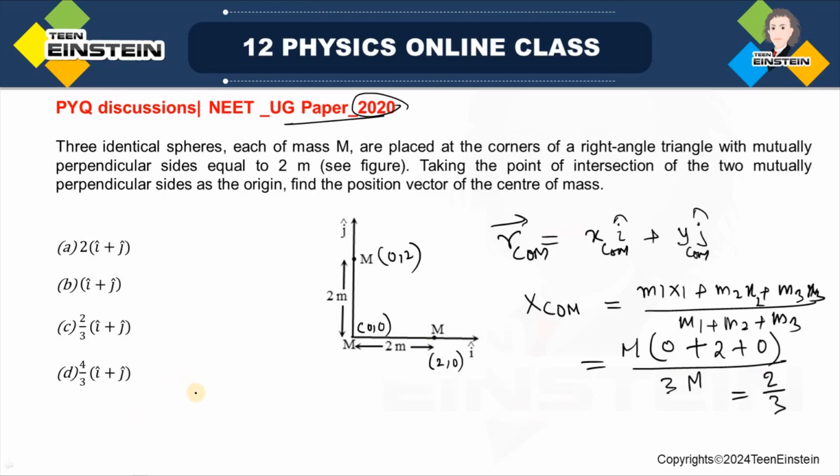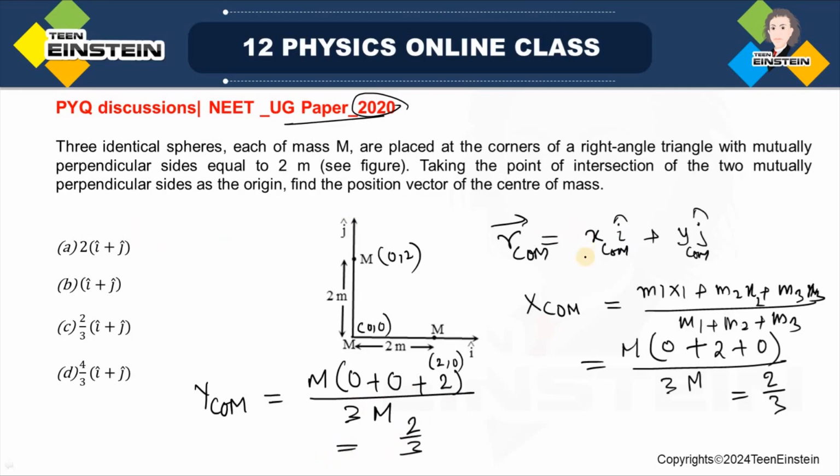Similarly, if I write the y coordinate for the same arrangement, you see all of them have got the same mass. Now the y coordinate for this first one is 0, which is situated at the origin. For the one situated on the x-axis, the y coordinate is also 0, and the one which is situated on the y-axis has got coordinate 2, divided by 3M. So here also we get 2 by 3.